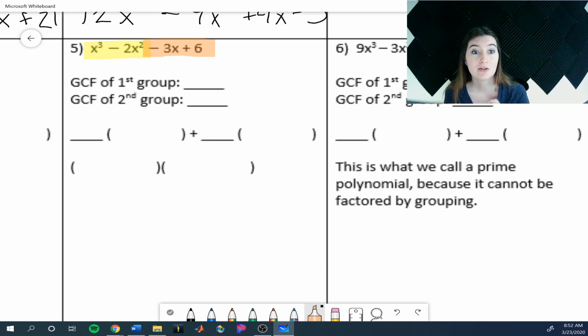So what do you notice about that negative 3 though? That negative 3 is going to have to come out, so I'm going to have to divide out by a negative. All right, so let's find the GCF of the first group. See if you can beat me. I'll give you guys a head start.